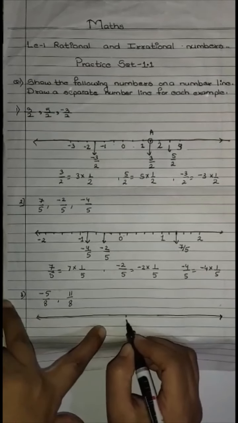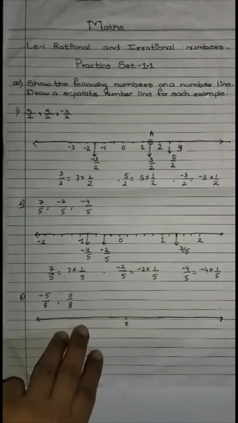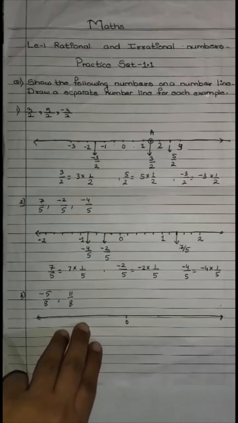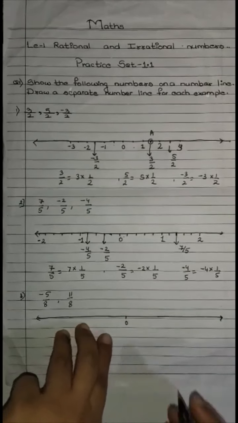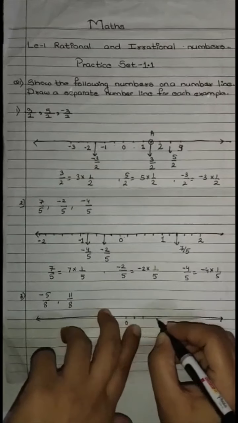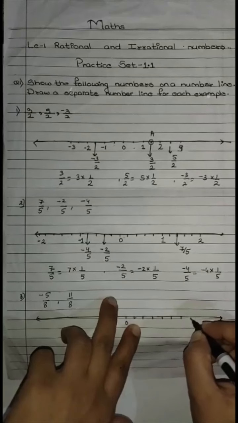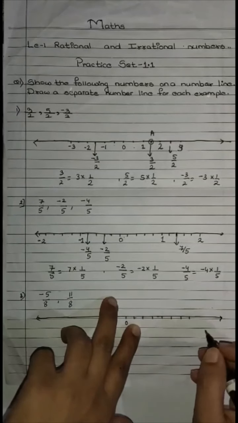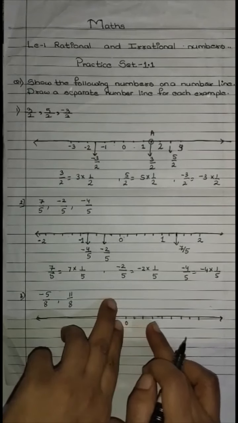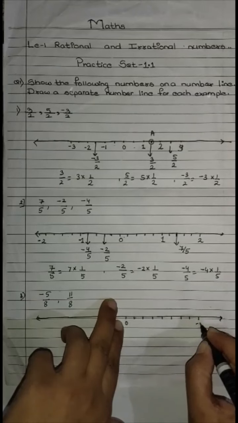This is your origin 0. Now you have to see the denominator. Denominator is what? 8. Means you have to divide this number into 8 equal parts. 1, 2, 3, 4, 5, 6, 7, 8. 1, 2, 3, 4, 5, 6, 7, 8. Means this is your 1.